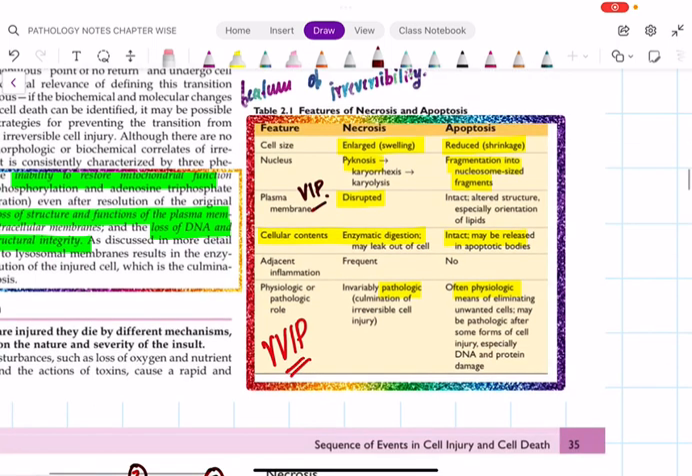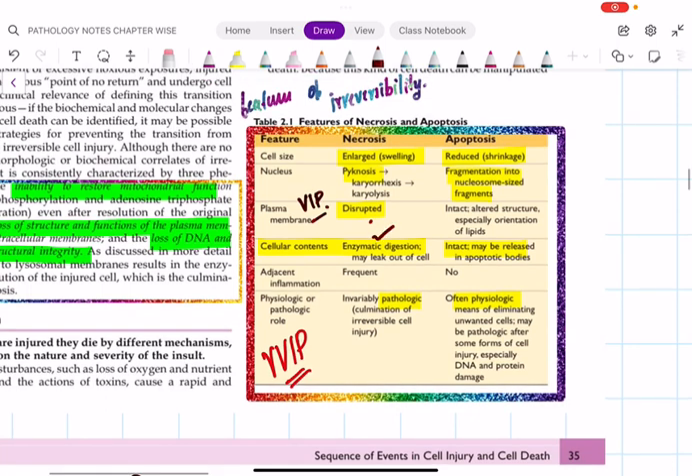So with enzymatic digestion, the cellular contents will leak, so adjacent inflammation will be present, frequently, and it is usually or invariably pathological. So these are the features of necrosis.